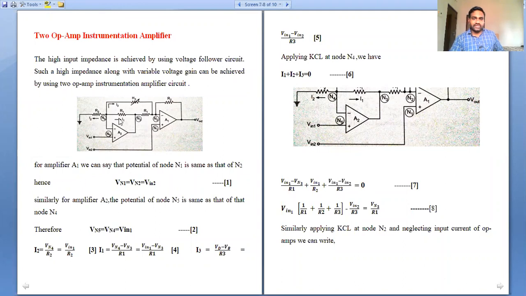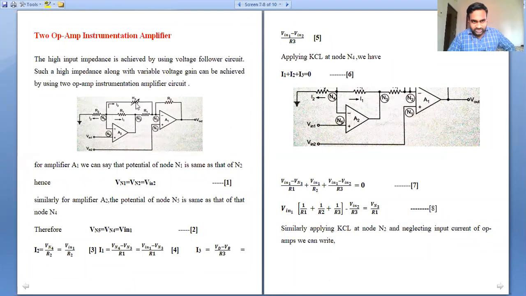If we analyze this configuration, there is a difference between the 3 operational amplifier and 2 operational amplifier versions. A1 is the first amplifier, our difference operational amplifier, and A2 is the second operational amplifier, our voltage follower or buffer circuit. See here we have a variable resistance R3.